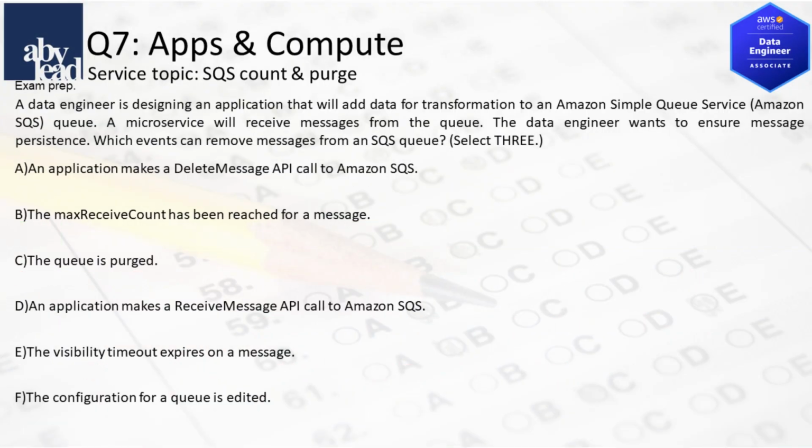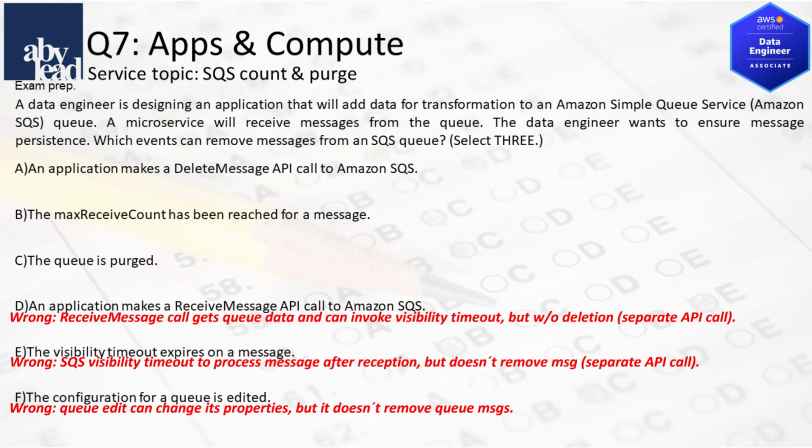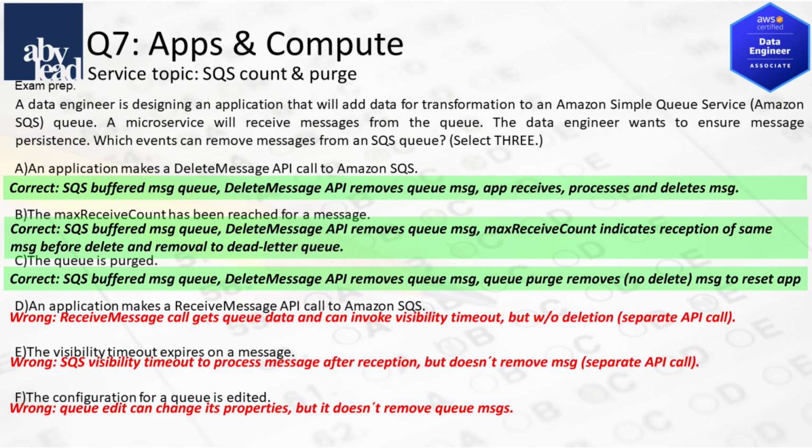Question 7. How do you remove messages from an SQS queue with an API event? Infeasible is to remove queue messages with QEdit with the receive message call or the SQS visibility timeout. The 3 removal features are the delete message API for single messages, the max receive count to auto-remove excess messages, or the purge to delete all messages.